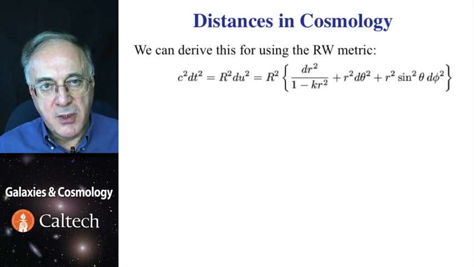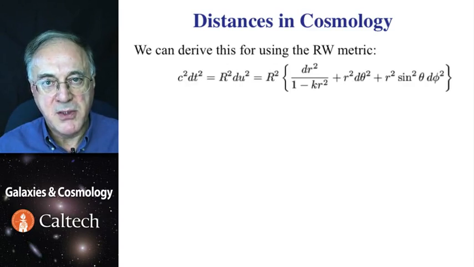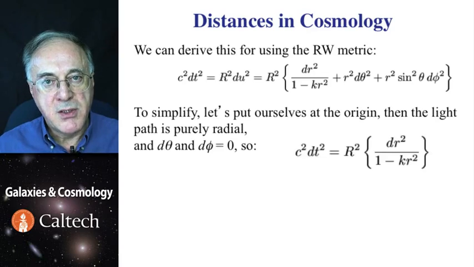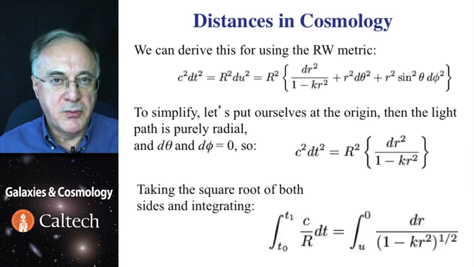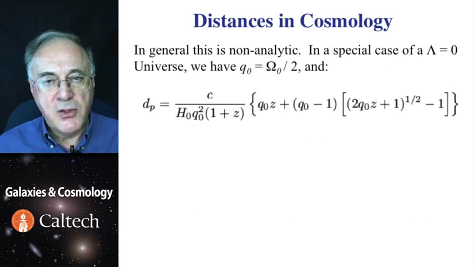We'll start with the Robertson-Walker metric, the basis of all relativistic cosmological models. Since only the radial coordinate matters, by and large, we can simplify that, get rid of both the angular terms, and just have the radial term. So we'll take the square root of both sides and integrate. Generally speaking, this integral cannot be solved analytically. It has to be solved numerically.